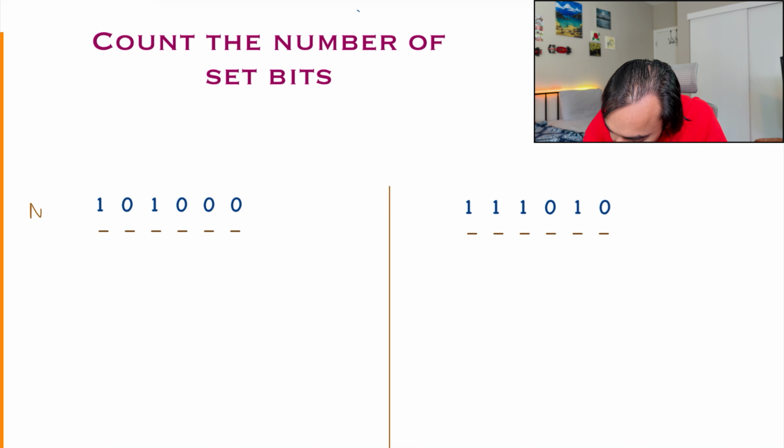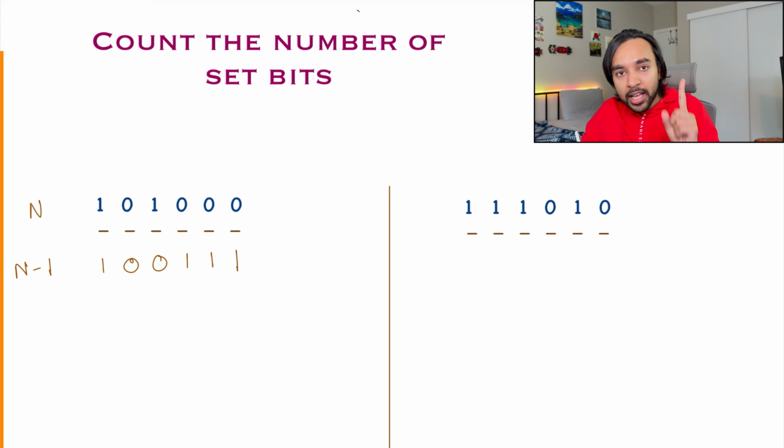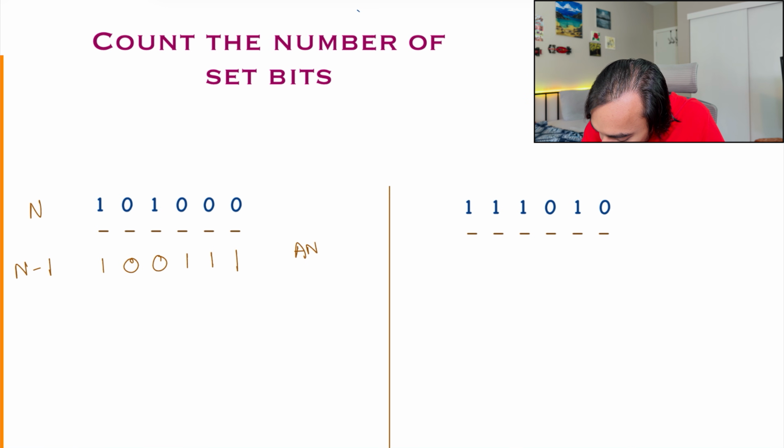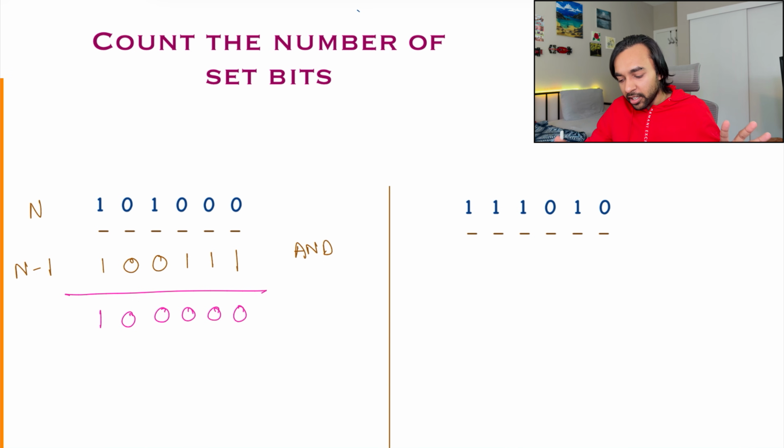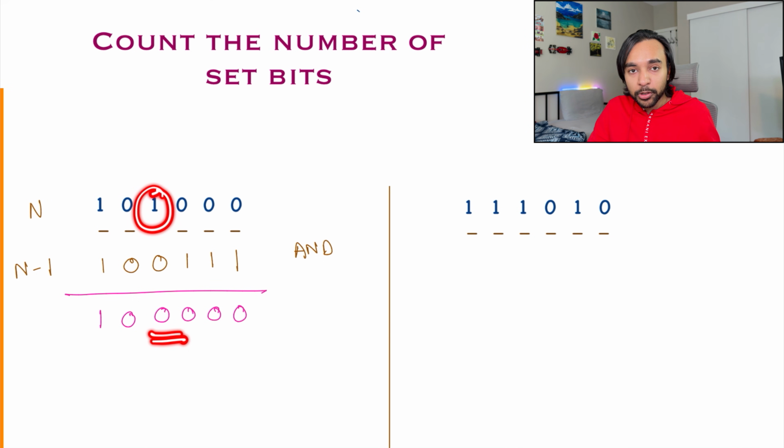Over here, this number is represented by n. If I have the number n minus 1, how can I write it? I can write it down as 1, 0, 0, 1, 1, 1. Now, if I do an AND operation on them, what will I get? I am gonna get 1, 0, 0, 0, 0, 0. That is what we did, right? We took the last set bit and we cleared it out.